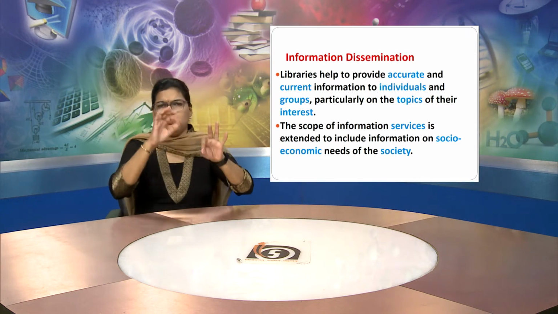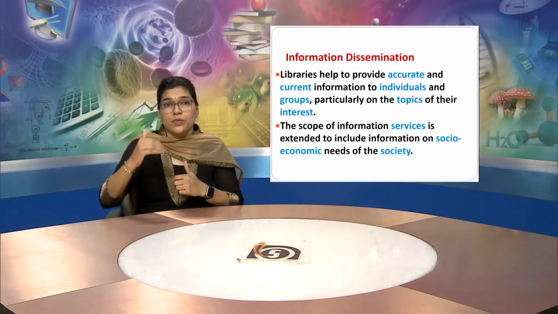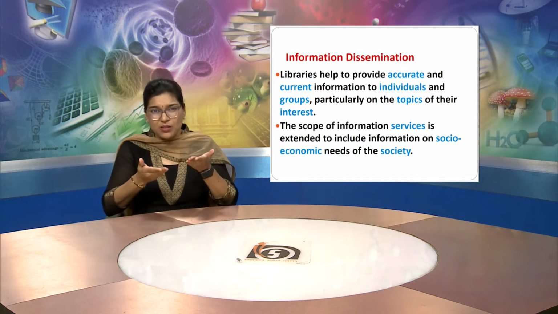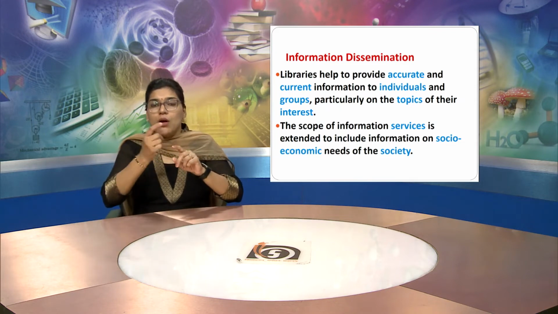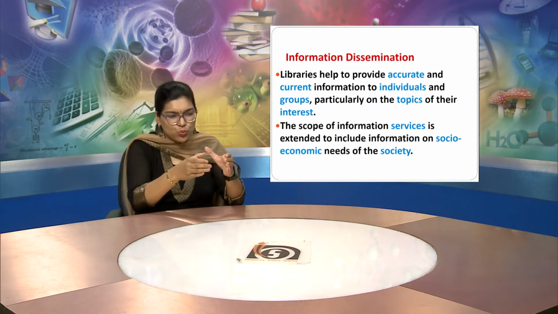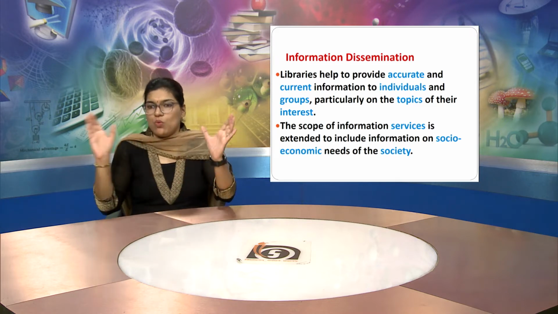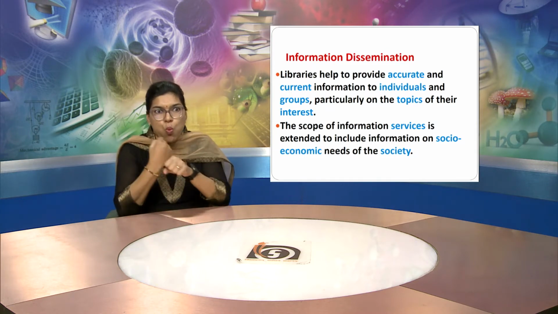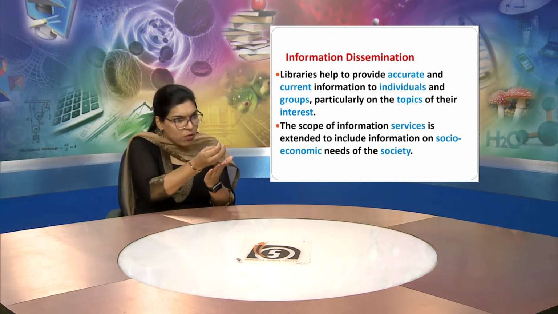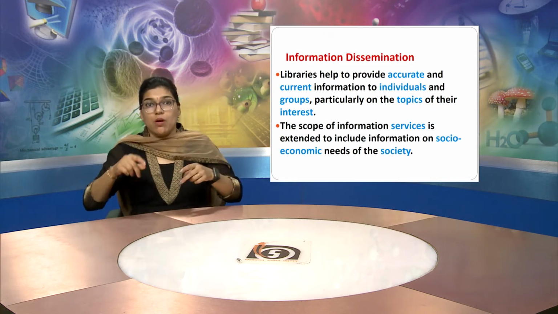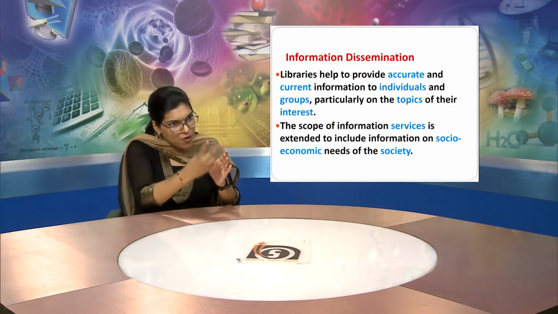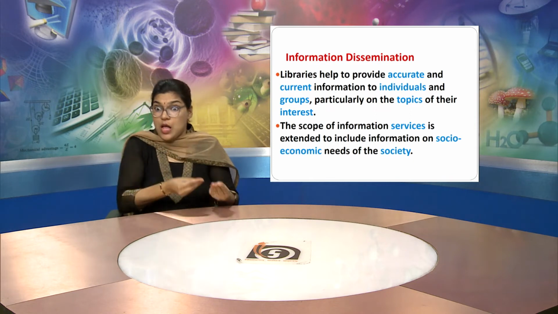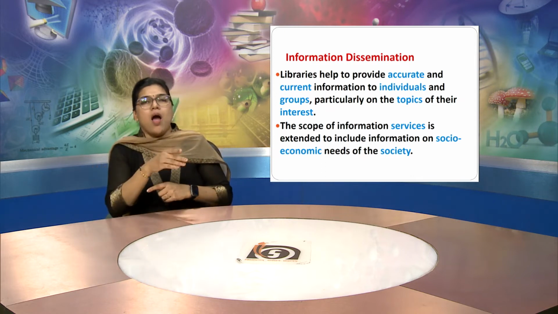Because nowadays there are so many information available, for the topic for which we need information, we can particularly look for that information. And the scope of information service is extended to include information on socio-economic needs of the society. As we know that library is a place where we keep information for all the levels, for all the groups or subgroups.